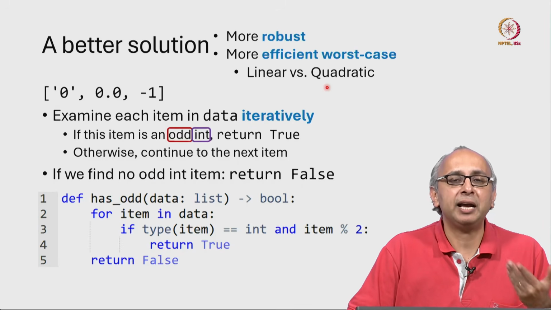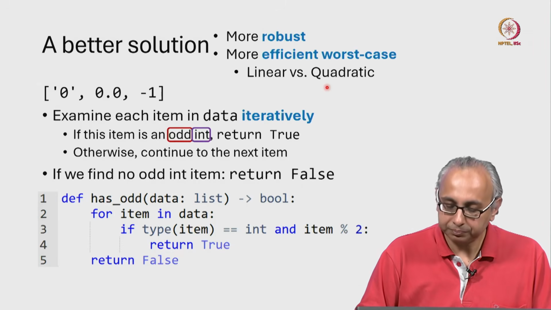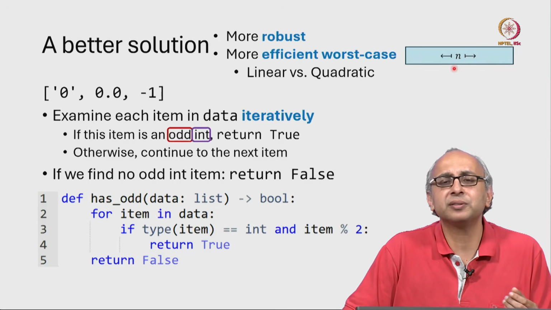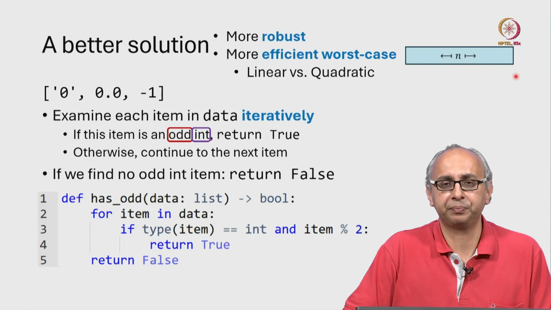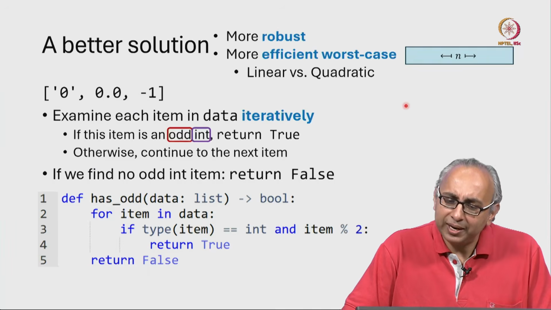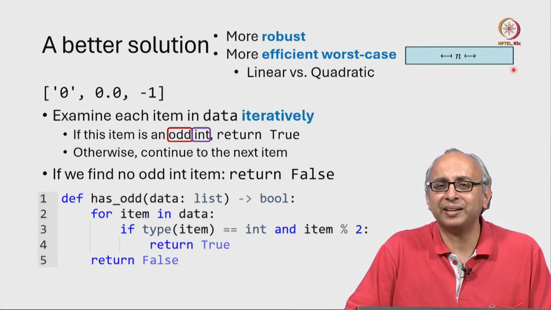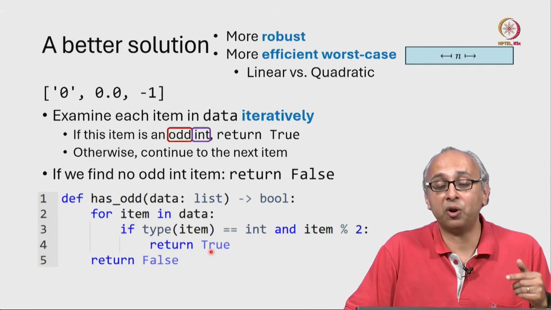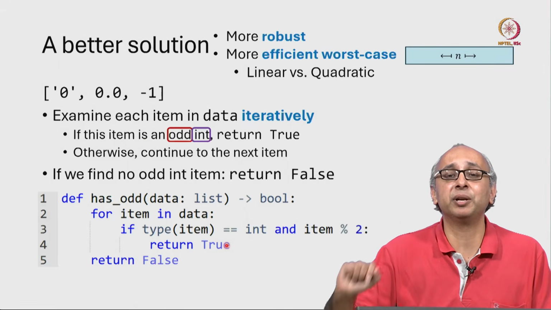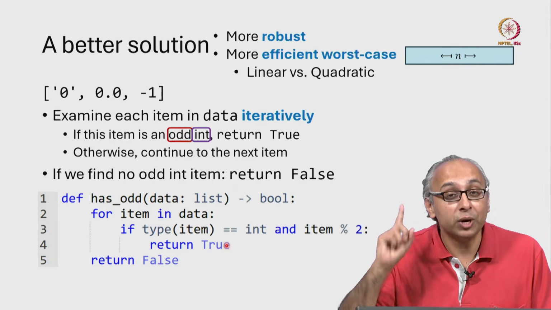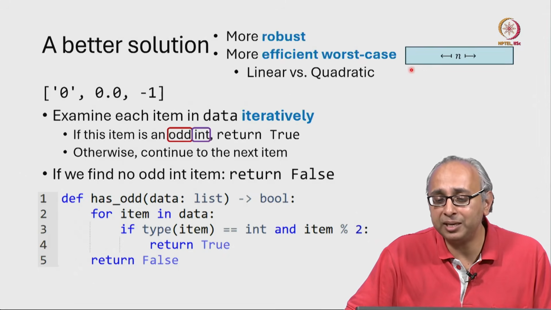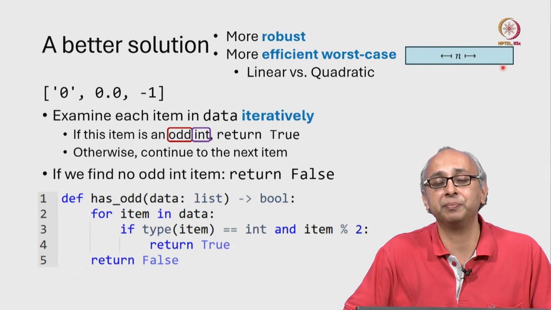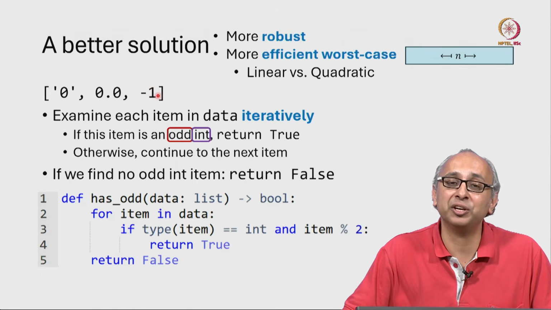So let me give you a high-level intuition of what this means. Imagine you had a list of size not 3 but some large number n. Now, how does this code work? Well, it examines each item in that list. If we get lucky, we will find that that item is an odd integer and immediately we will exit the function. But in the worst case, we would have to examine each of these items, and perhaps only the very last item in this list is an odd integer.